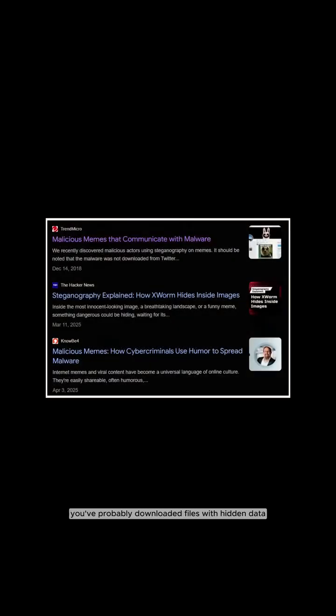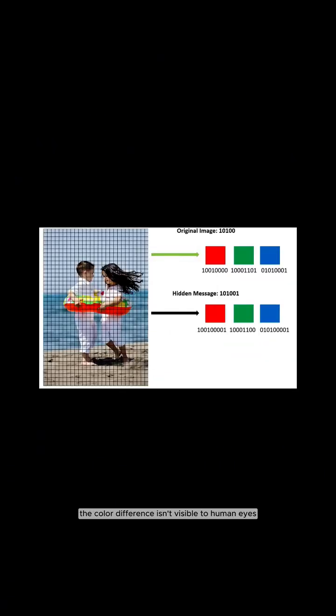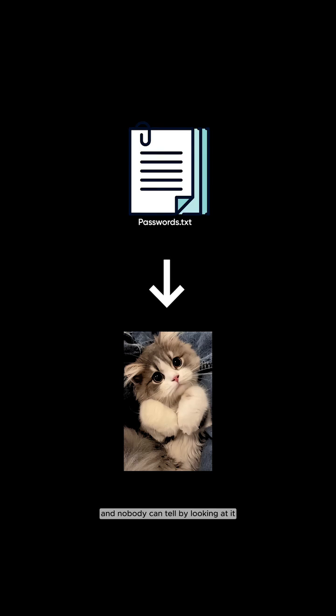The scary part is you've probably downloaded files with hidden data and had no idea because it's completely invisible to the naked eye. Start with image steganography because it's the most common. Every image is just pixels with color values. A simple bitmap has RGB values for each pixel, like 255 for red, 128 for green, 64 for blue. If you change the last bit of each color value from, say, 255 to 254, the color difference isn't visible to human eyes, but you just stored one bit of data. Do this across thousands of pixels, and suddenly you've hidden an entire text file inside a cat picture, and nobody can tell by looking at it.